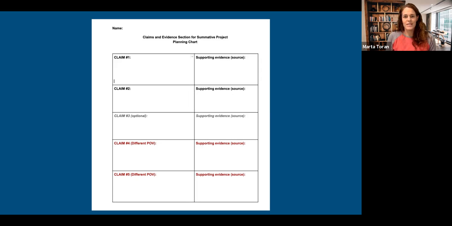Okay, so that is the quick preview of the claims and evidence section, to get you thinking about how it's going to be organized and how you can put it together. So we'll do the planning chart first, and then it's going to be really easy for you to take this planning chart and put it into paragraph form, and then you will have the section written.